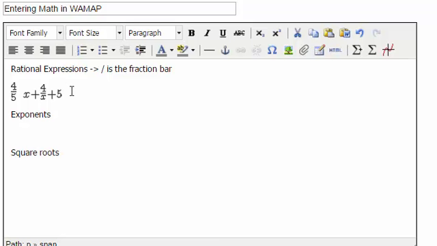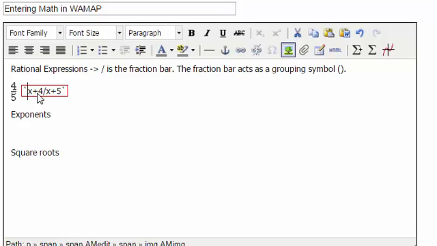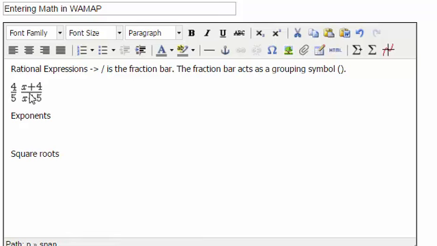Okay, so a fraction bar acts as a grouping symbol. Right, so a grouping symbol is something like parentheses. Okay, so we need parentheses around the numerator and parentheses around the denominator, and then WAMAP knows just exactly what we mean.